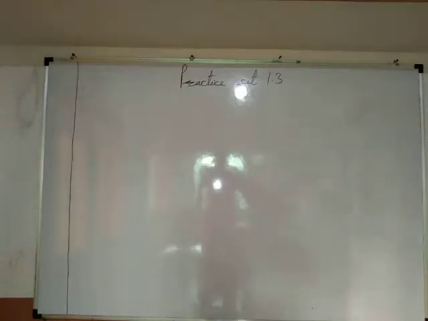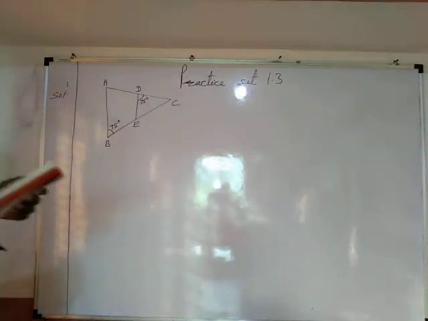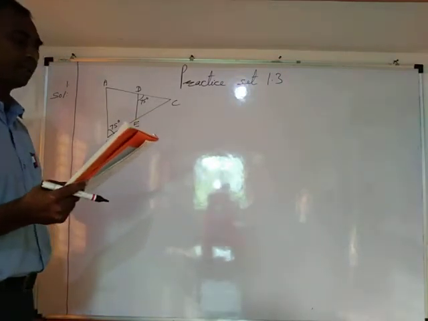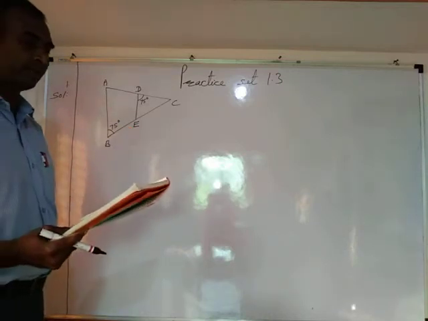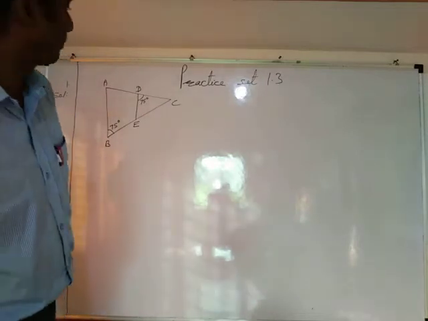Hello, let's solve practice set 1.3. Question first. In the figure, angle ABC equals 75 degrees, angle ADC equals 75 degrees. State which two triangles are similar and by which test. Also write the similarity of these two triangles by a proper one-to-one correspondence.